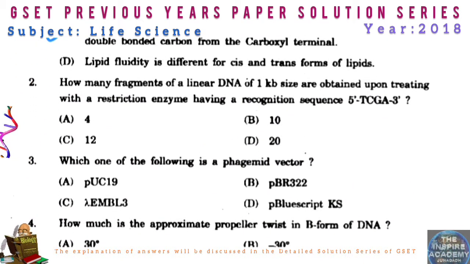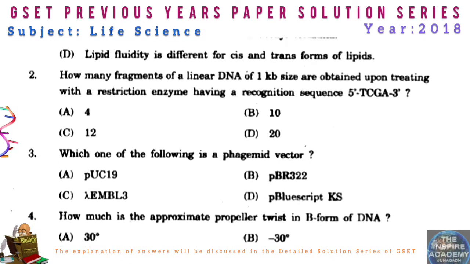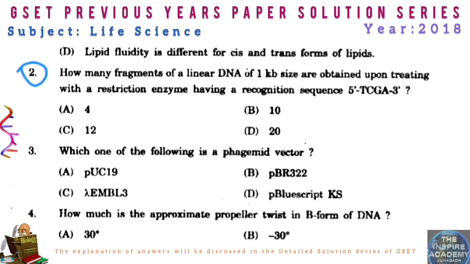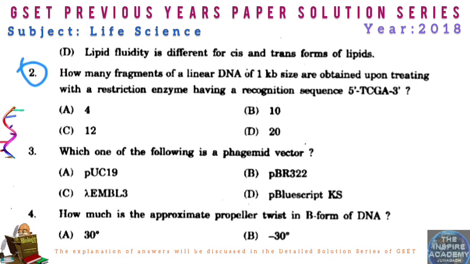Question number 2. How many fragments of a linear DNA of 1 kb size are obtained upon treating with a restriction enzyme having a recognition sequence 5' TCGA 3'? The answer is 4.